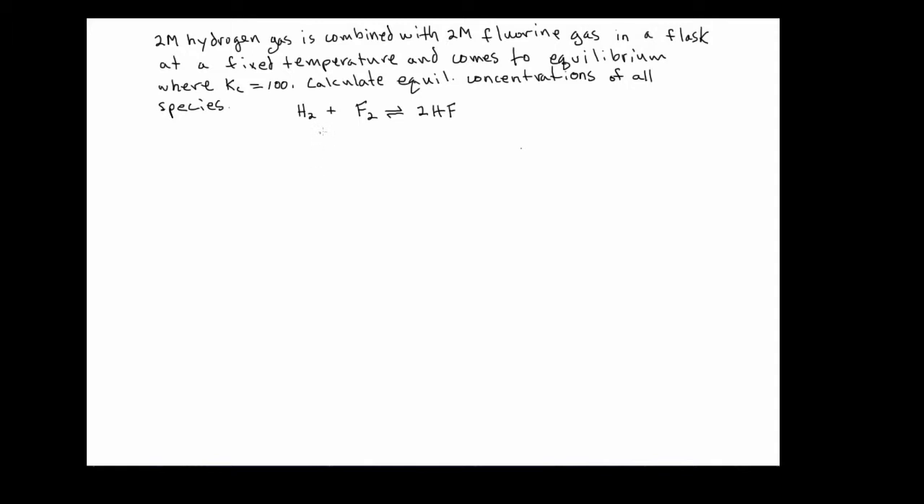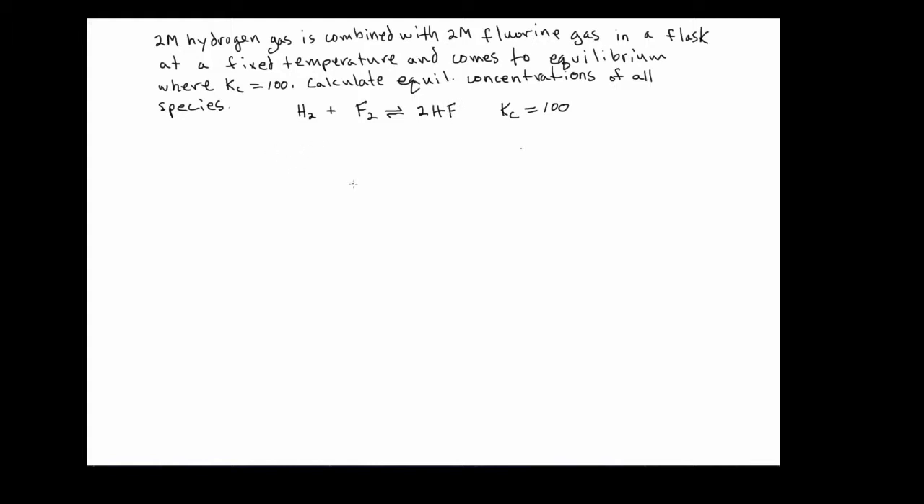In this example, we're combining 2 molar hydrogen gas with 2 molar fluorine gas in an initial situation. We're allowing the reaction to come to equilibrium. The Kc is 100, and I'm going to rewrite it next to the equation. The Kc is relatively large, and that means that the delta G for this reaction is going to be negative. The only reason I bring that up is because there's going to be an appreciable shift to the right, in terms of the amount of HF that's produced.